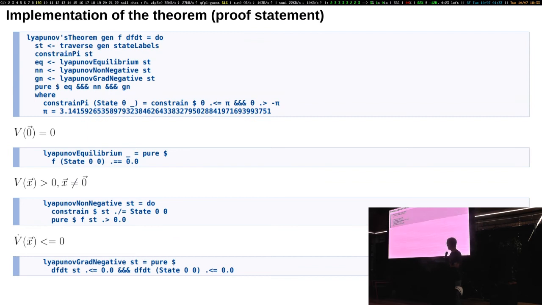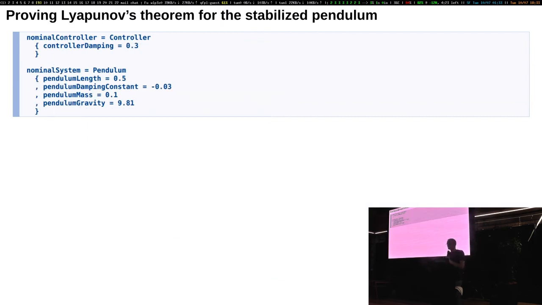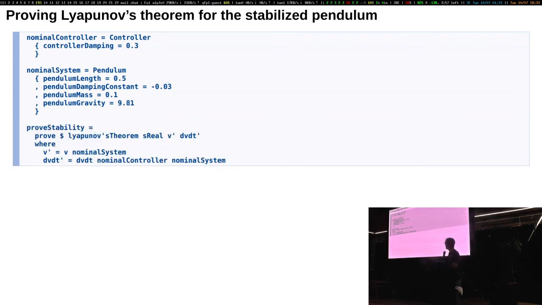Ready? Oh yeah, we have to pick a system. So here's some system parameters that I chose. Half a meter long, a little bit of damping, lots more damping in the controller, 100 grams, more gravity. Okay, so we're going to pass in S real, which means we're going to do the proof using algebraic real numbers, not floating point numbers. Ask me after class.